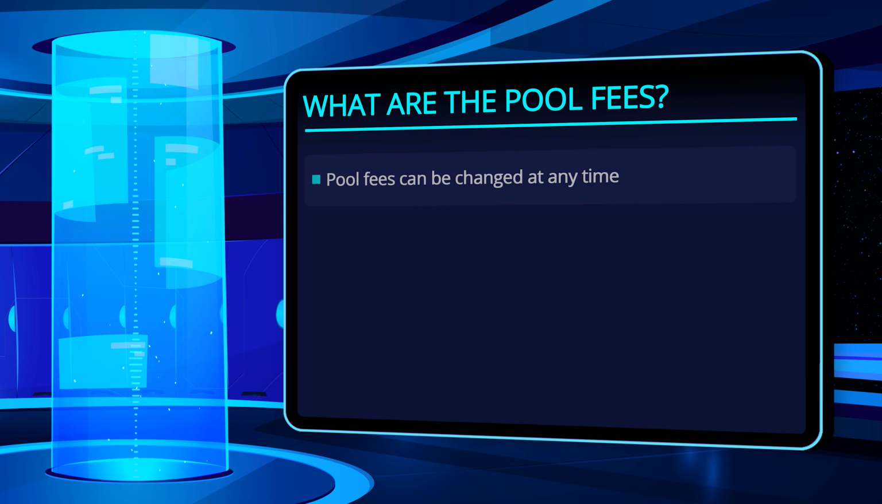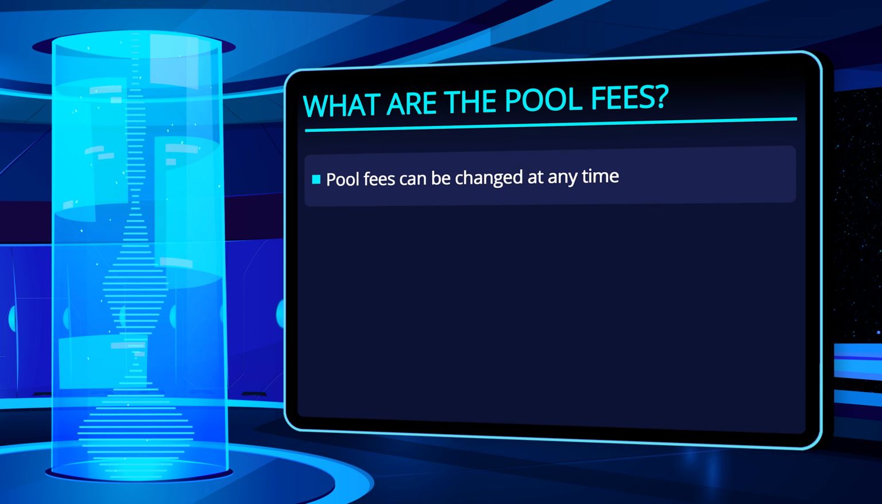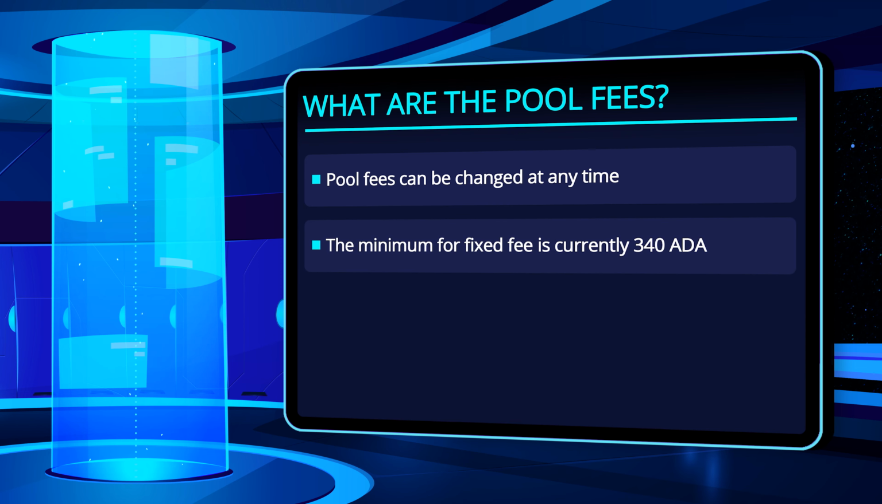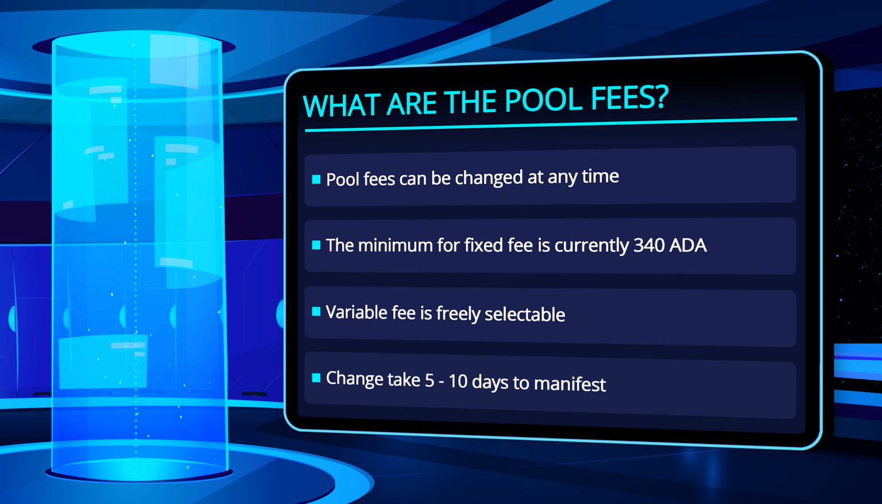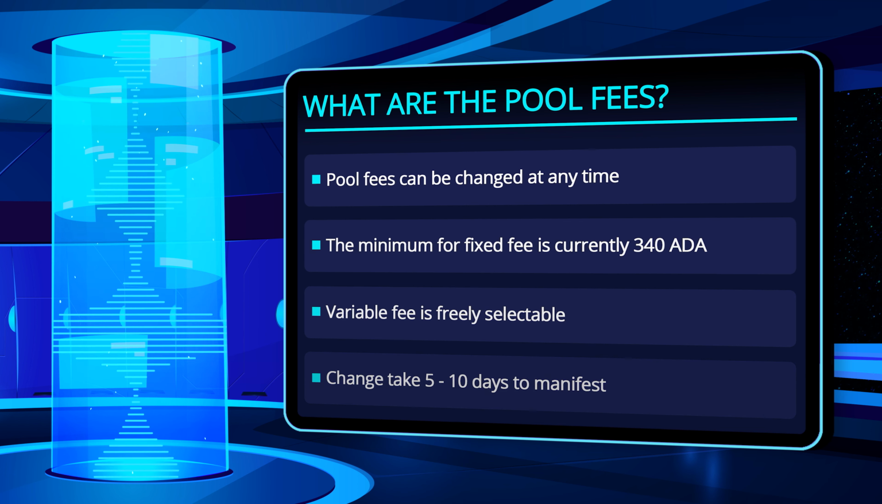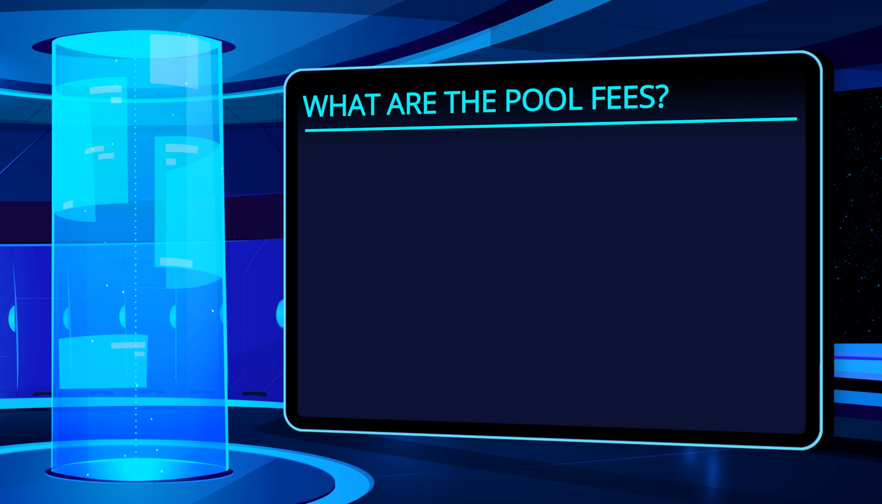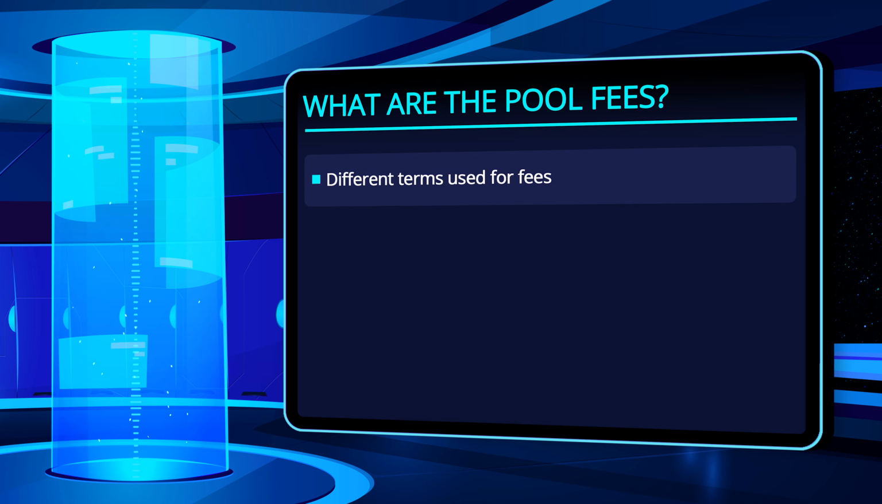The amount of pool fees are set by the pool operator and can be changed at any time, with the value of 340 ADA for the fixed fee being the minimum per epoch. The variable fee is not subject to any specifications. Before this change will come into effect, the current and the next epoch will pass, i.e. 5 to 10 days.